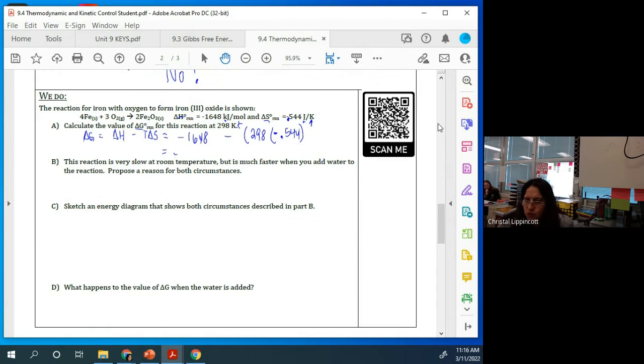And when you do that, you should end up with negative 1,485.89. And what are my units? Well, we got to figure that out. This was kilojoules per mole. This was Kelvin, and this was kilojoules per mole Kelvin. So this Kelvin and this Kelvin are going to cancel out. And then that'll allow you to do your subtraction with your kilojoules per mole.